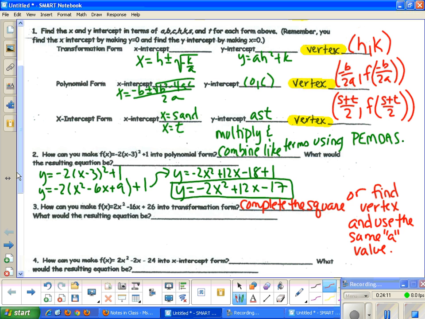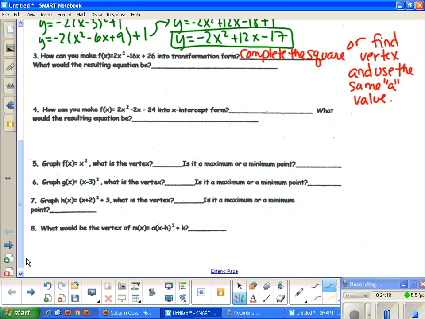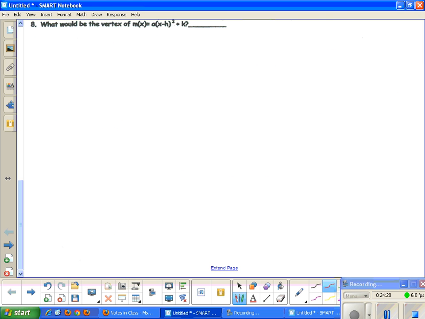I'm going to do both for this, so I'm going to go ahead and get a blank page, or maybe I'll write at the bottom of the page. Nope, I have extra room, so let's do that. If we do both of them, we have 2x squared minus 16x plus 26. For this, if I complete the square, the first thing I have to do is get rid of that 2 by dividing it out.